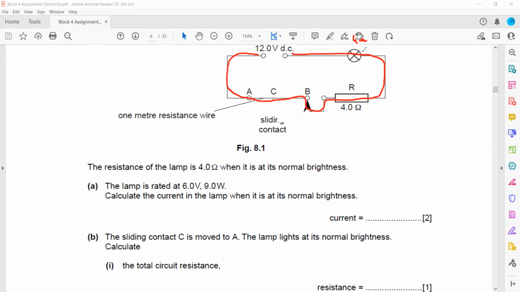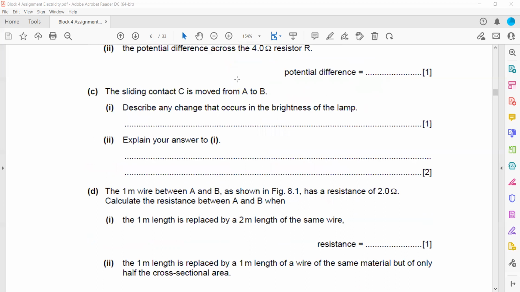The brightness of the lamp will decrease. Why? Because some of the voltage will drop across this wire, or some of the energy is consumed within this wire. So the remaining, or a small amount of energy, will transfer to the lamp or bulb. So the brightness of the lamp will decrease. Describe a change that occurs in the brightness of the lamp. Answer: it will decrease.